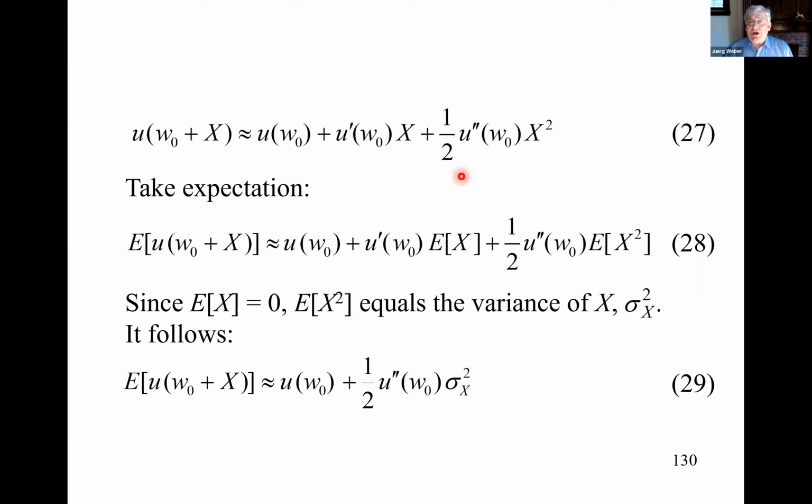Same thing here. The second derivative is naturally just again a constant. It's just the curvature at the point of initial wealth. So that's constant. So when you write the expectation of the second term, the expectation goes to the random variable. Again, the constant stuff you can factor out. Those are the rules that we discussed just at the beginning.